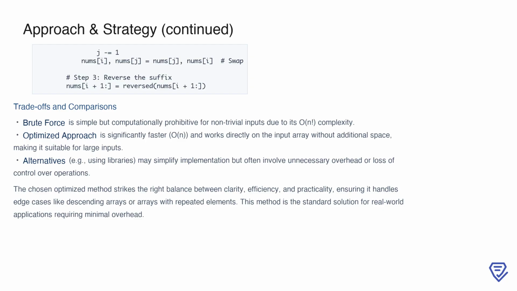This is done with another traversal from the right, decrementing j until the condition nums[j] > nums[i] is satisfied. After locating this element, we swap nums[i] and nums[j] to ensure the next permutation is larger than the current one. Finally, we reverse the portion of the array to the right of i to guarantee it is in the smallest possible order. This completes the construction of the next permutation in place.